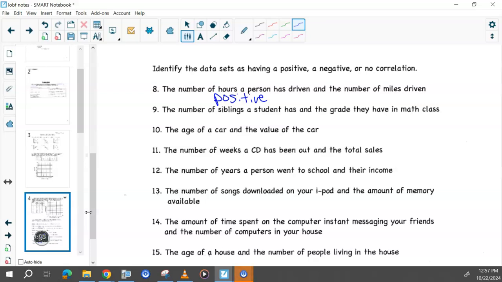The number of siblings a student has and the grade they have in math class. No correlation. They have nothing to do with each other. You know, apply this to the world, sure. Not logic and math, because that's something else, but sure.